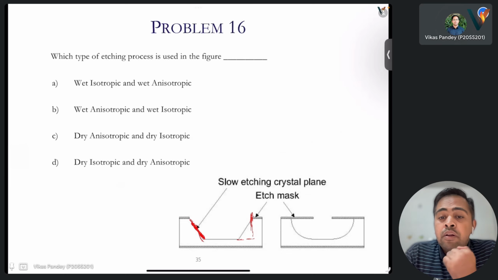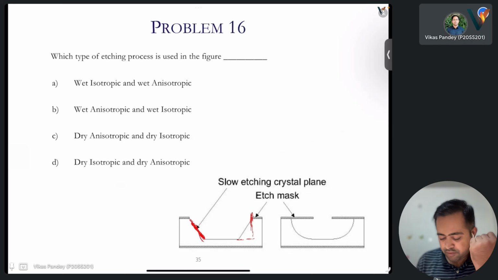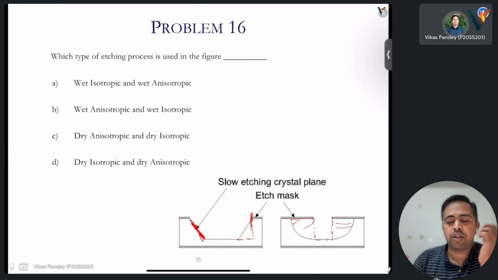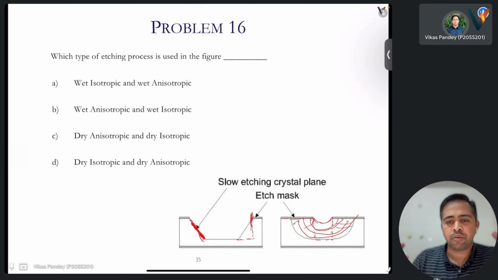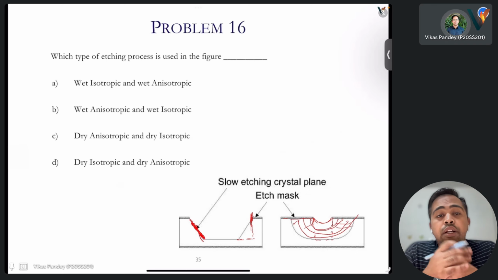The second one is where we have the mask still here. The ideal case, if it was to be done anisotropically, should have been like this. But in this case, the material went in and it etched in all the directions. As if it started from here and then it grew like this, like this, like this. It kept on increasing the profile. So what kind of etching processes are used in this?